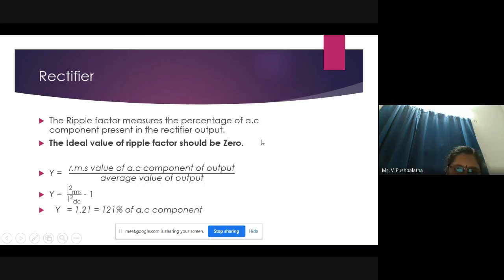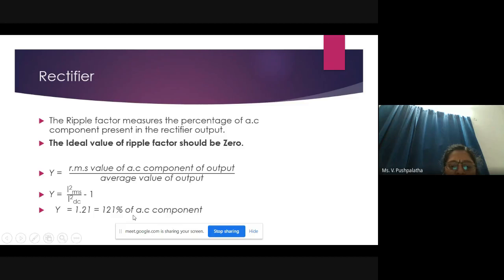Yes, ma'am. Okay, so the gamma is defined as the square root of I squared RMS over I squared DC minus 1. So the ripple factor, that is the AC component present at the output, is actually 1.21. I am representing that in terms of percentage, 121 percentage of AC component. Now you tell me what is the answer. I had given the clue, right? The ripple component is actually 121 percentage of AC component. At the rectifier output, 121 percentage of AC component is present. Now you tell me what is the answer.